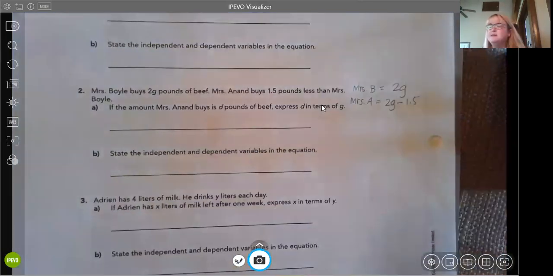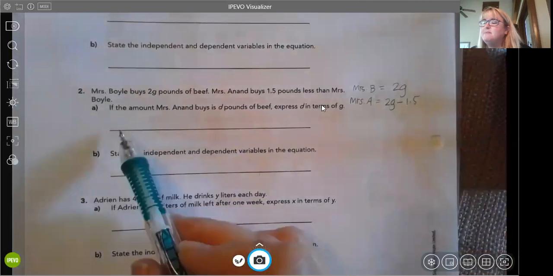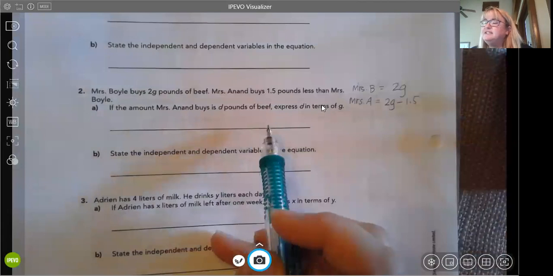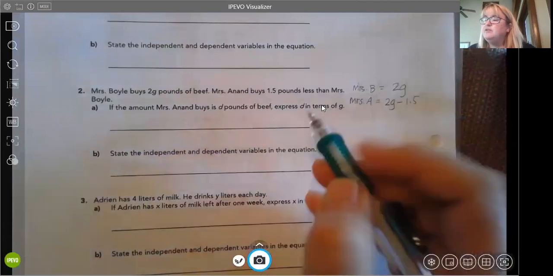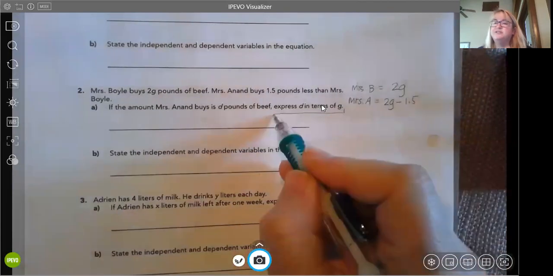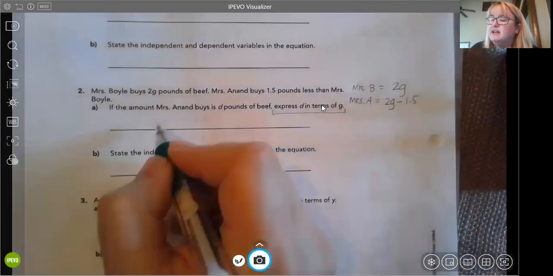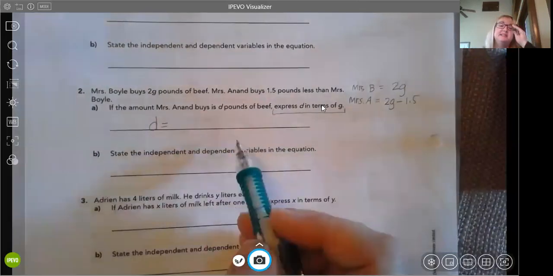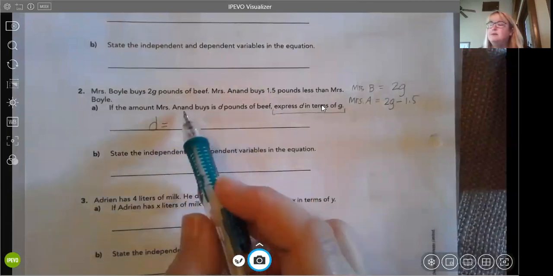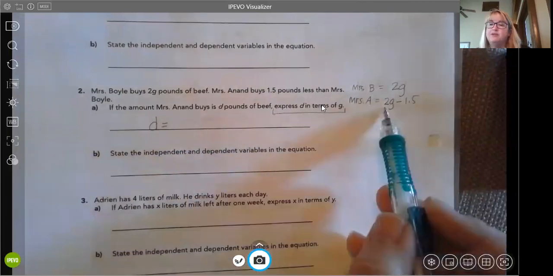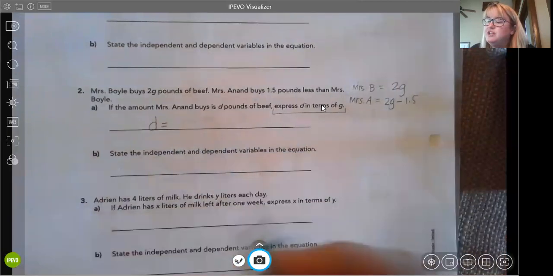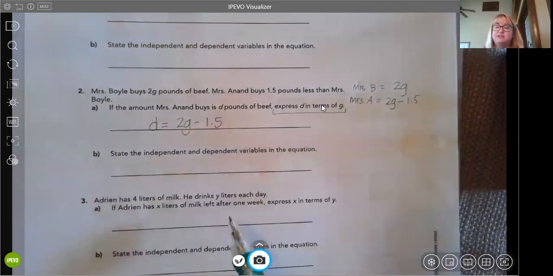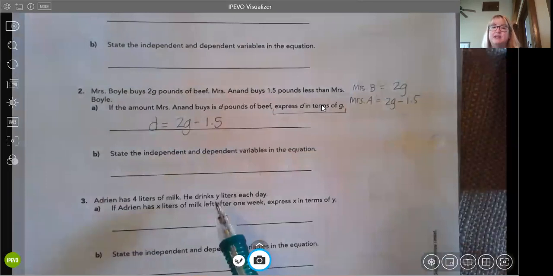Now we do this to help us with A. A says if the amount Mrs. Anand buys is D pounds of beef, express D in terms of G. When you've got this, express D in terms of G, that means you need to write D equal to some expression with G. So D is how much Mrs. Anand buys. Mrs. Anand bought 2G minus 1.5. So I'm going to put 2G minus 1.5. If you didn't quite get this, rewind it a little bit and listen to it again.